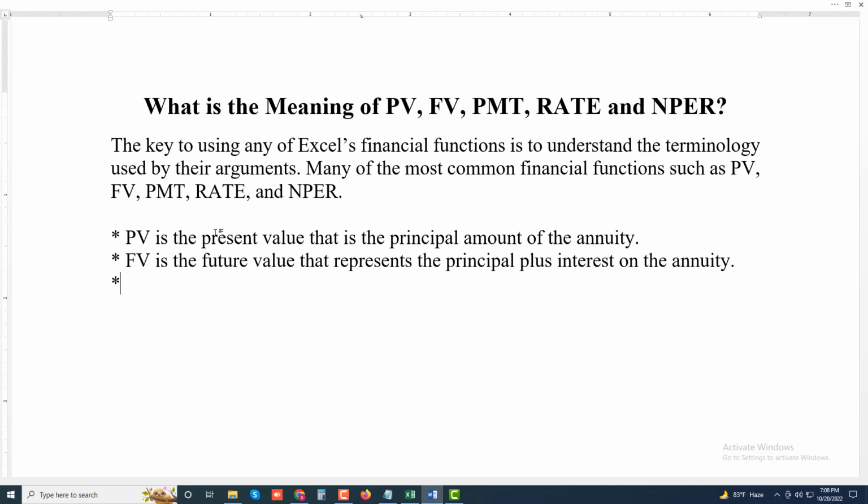Then PMT. PMT means payment, is the payment made each period in the annuity.